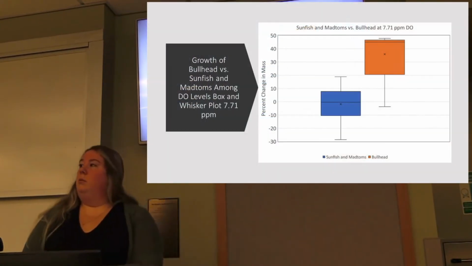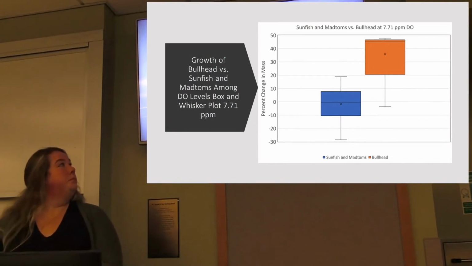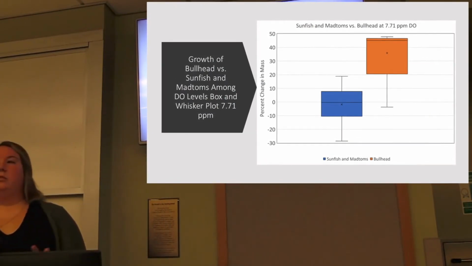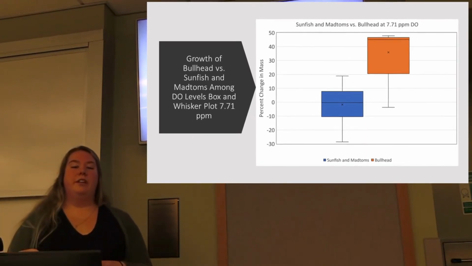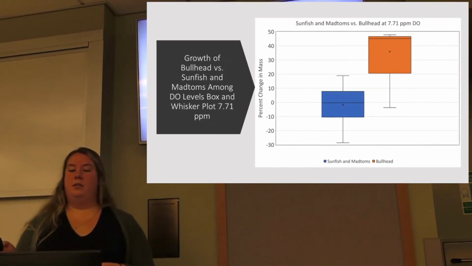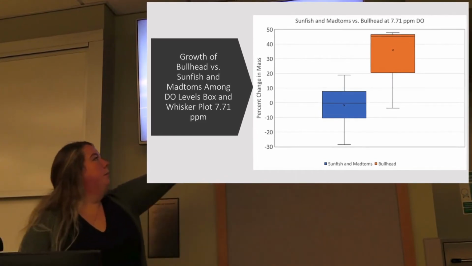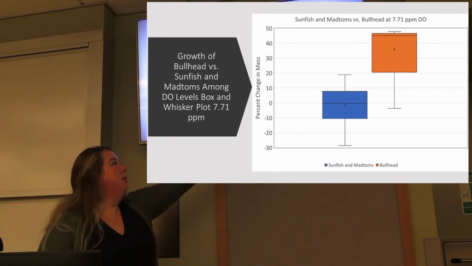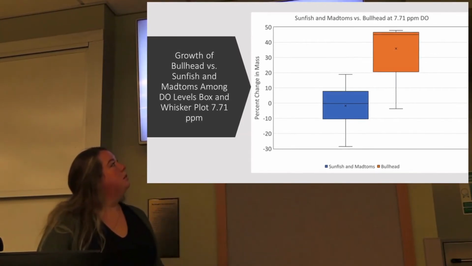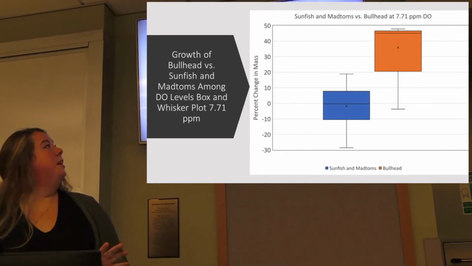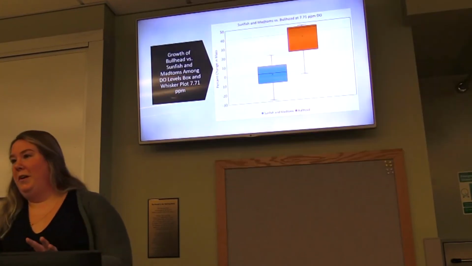This is one of the charts I did. This is a box and whisker, and this is just to visualize it for you, how much more they did have a percent change in mass than the sunfish and mad toms. In the orange is the bullhead, and the sunfish and mad toms is the blue. This is just to show you and to put it in perspective more.